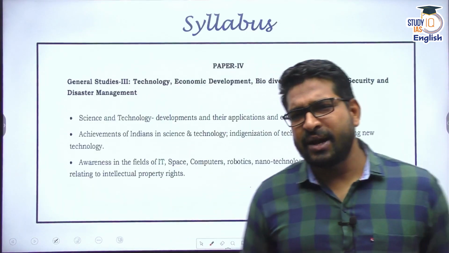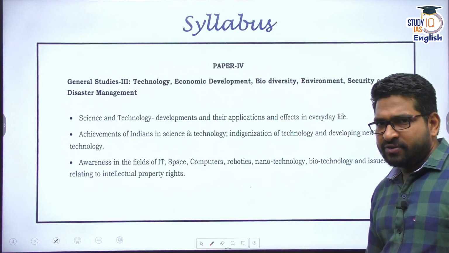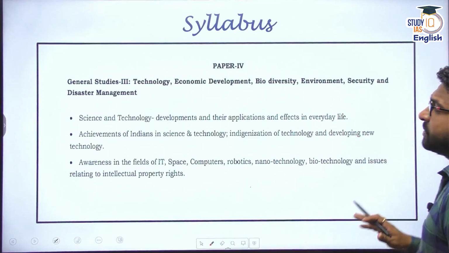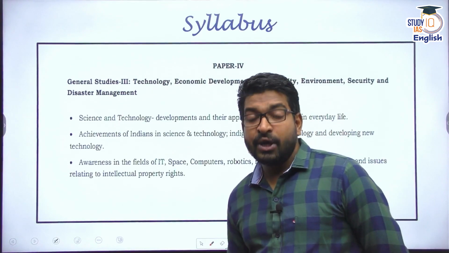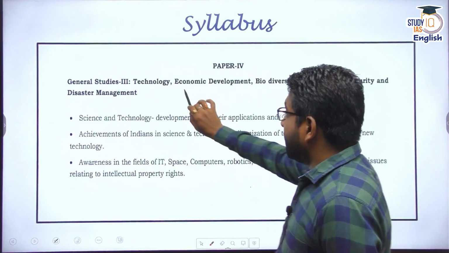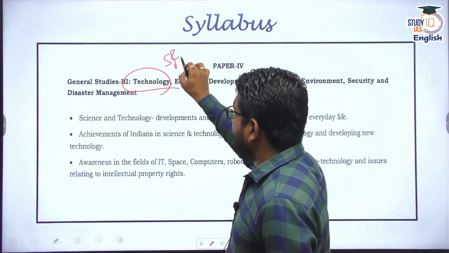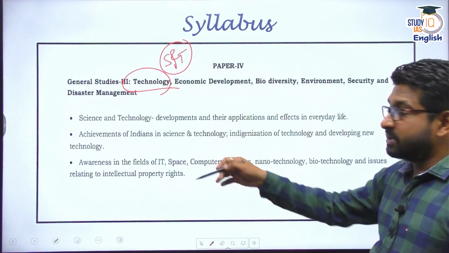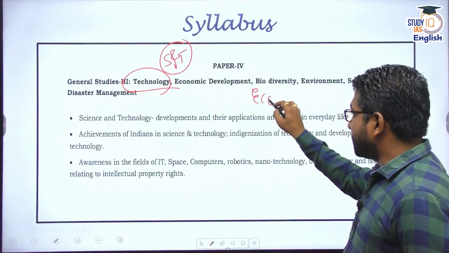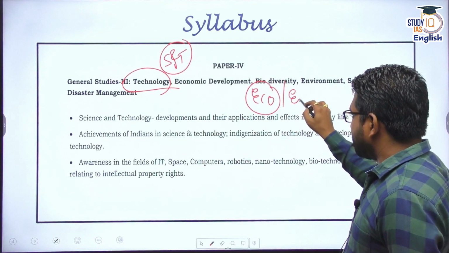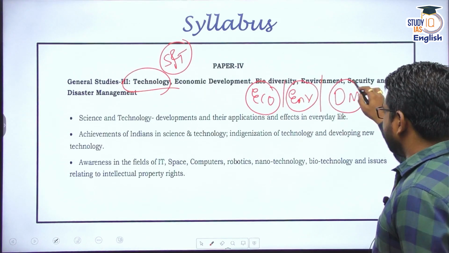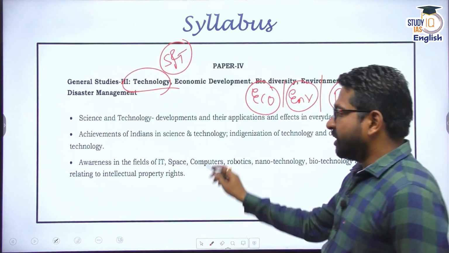Now you do understand the syllabus for mains. For GS paper 3, it says technology, economic development, biodiversity, environment, security, and disaster management. So I will be discussing only this particular part. I hope that your preparation is going really well, because GS paper 3 has questions connected to economy, environment, disaster management, and then you have science and technology as well.